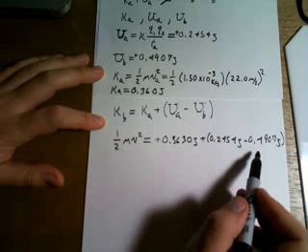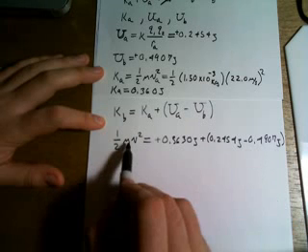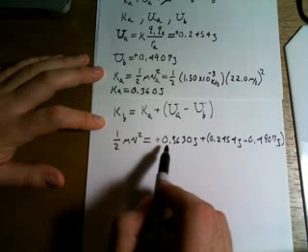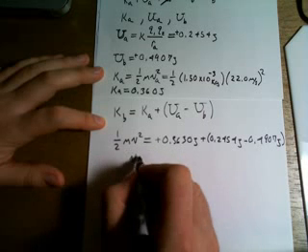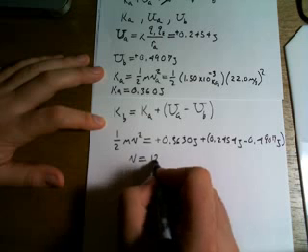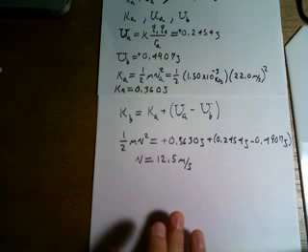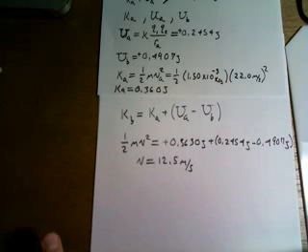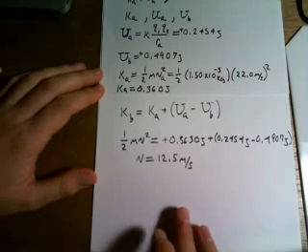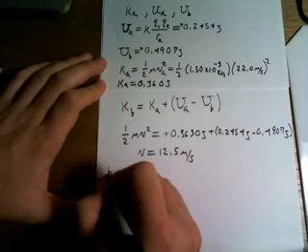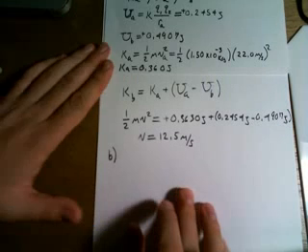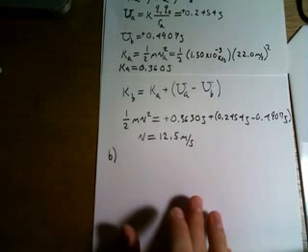So we add all these up together, multiply them by 2, divide them by the mass, and take the square root of them, and we end up with the velocity equaling 12.5 meters per second. So that is how you find the velocity between two charges with the given information that we were given. And so now we want to do part B for the problem. Let me go back and read part B again.